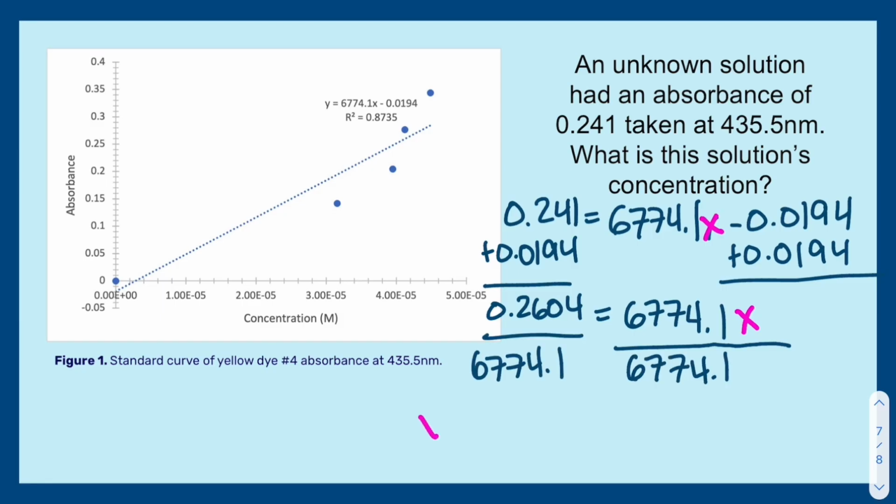Then we will get X is equal to 3.844 times 10 to the negative fifth, and that is in molarity, because we can see here that concentration was in molarity, so make sure you add your units on. So now we found our unknown solution's concentration.